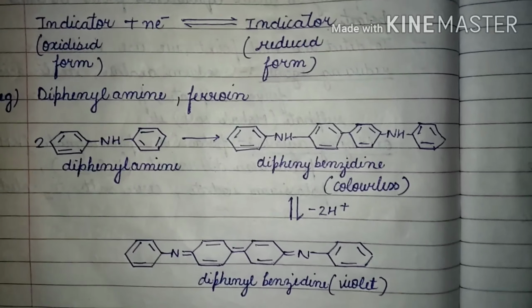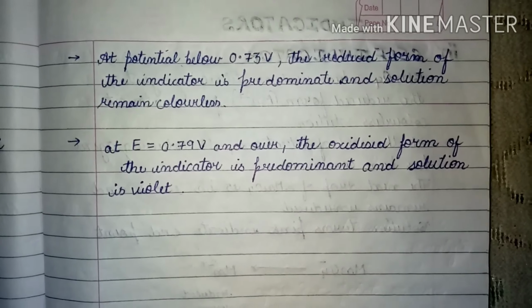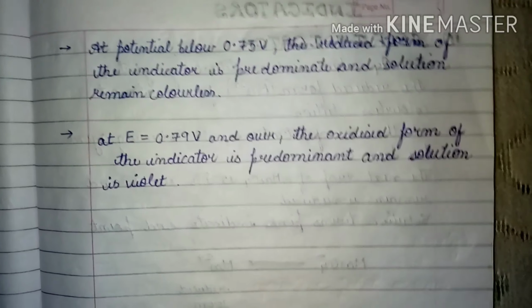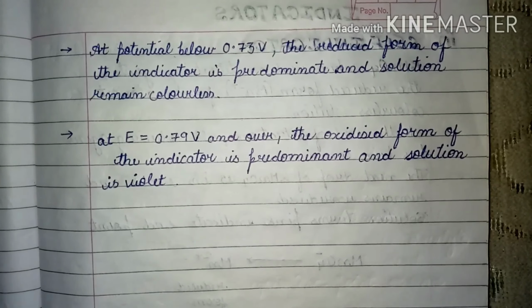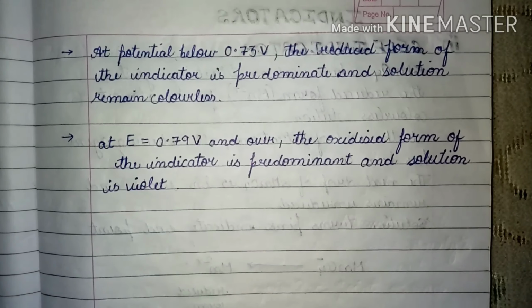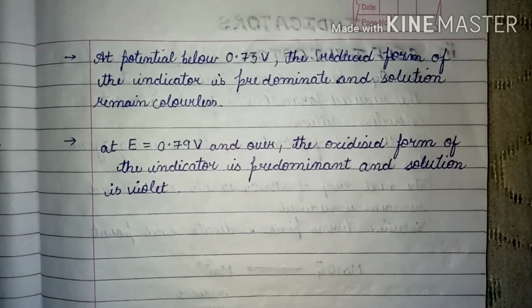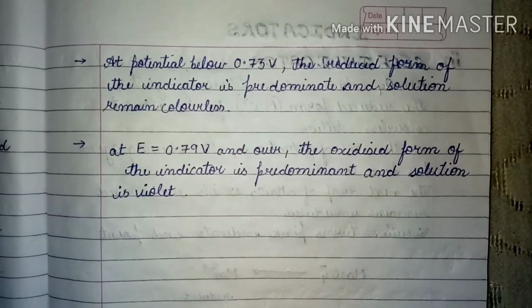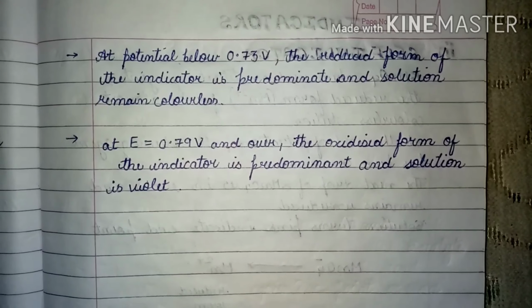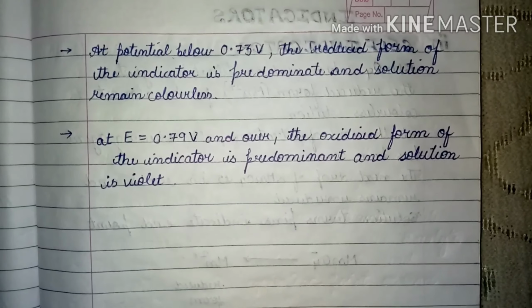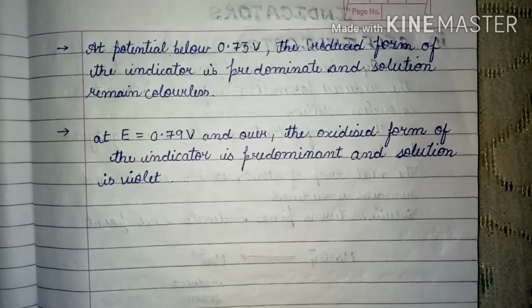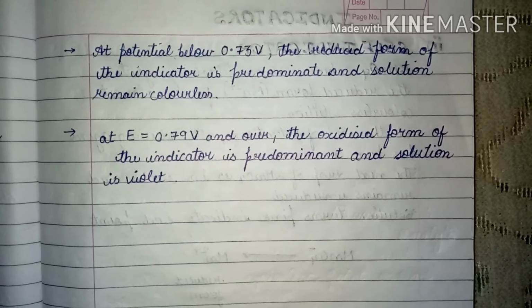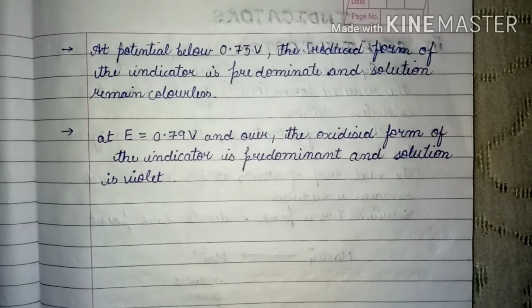Okay. Now, the difficulty, or you can say the disadvantage, of this type of indicator is that it should have a reduction potential close to the reduction potential of the analyte. If it does not have that closeness in reduction potential with the analyte, then it will not give the appropriate result or the appropriate endpoint, or it will not be helpful in detecting the endpoint.